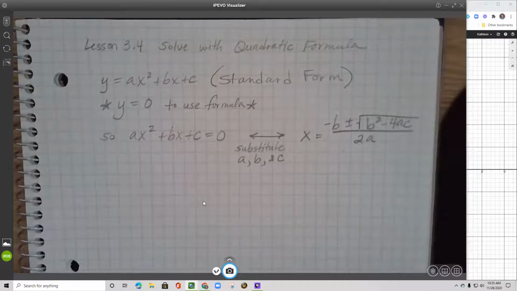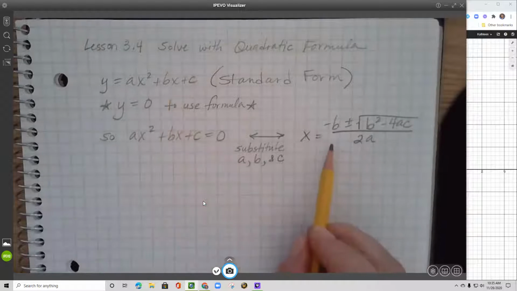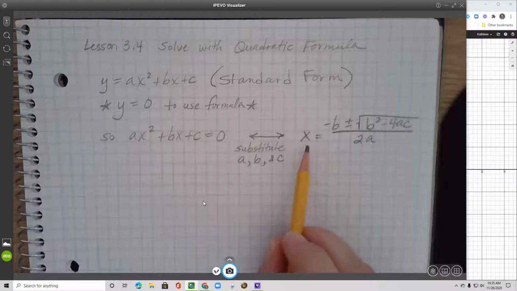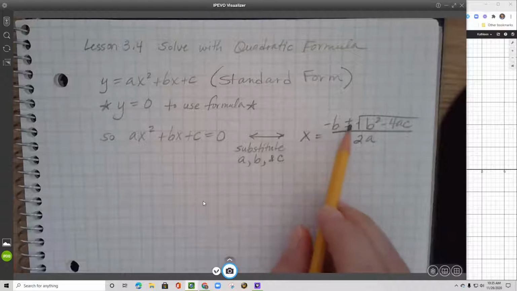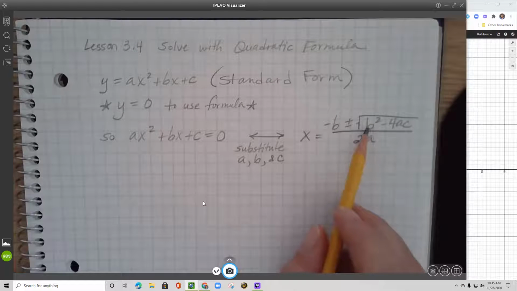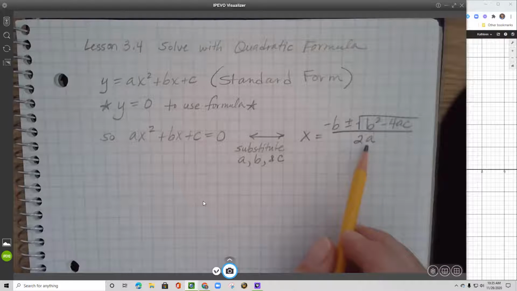So let's look at solving with quadratic formula. This is quadratic formula. It solves for x. X equals negative b plus or minus square root of b squared minus 4ac, all divided by 2a.